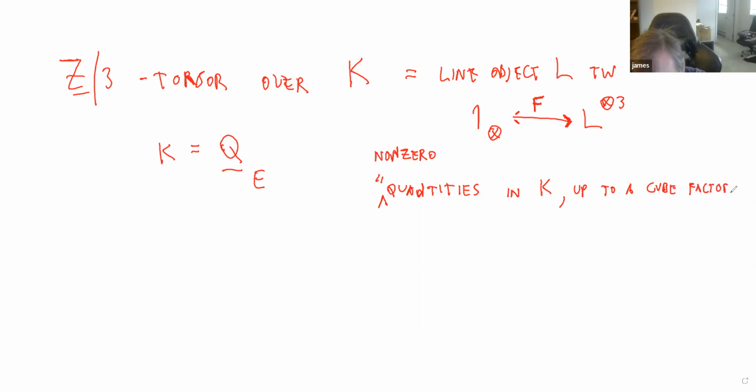And I guess we've joked about calling these things cube-free quantities, or cube-free Eisenstein integers or something like that. But that's a little bit too much gauge fixing. It's perhaps better to think of it as these equivalence classes, up to a factor of a cube.